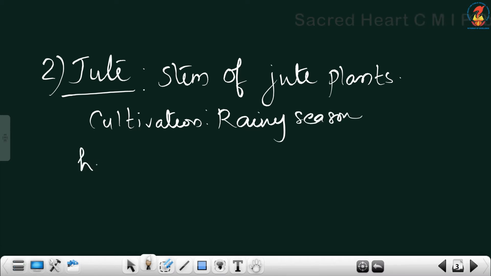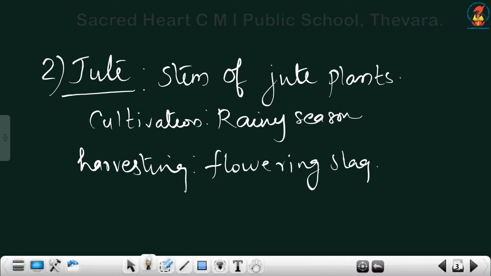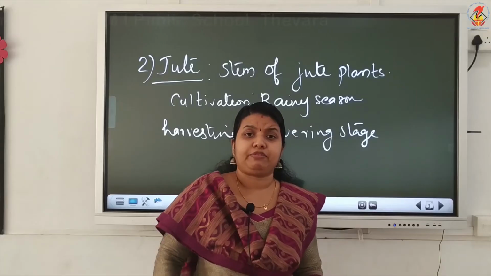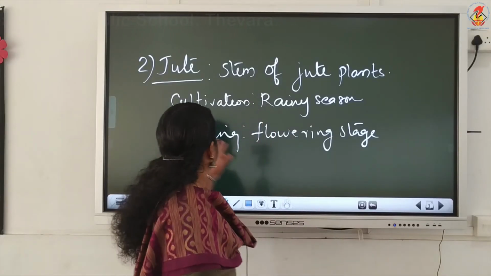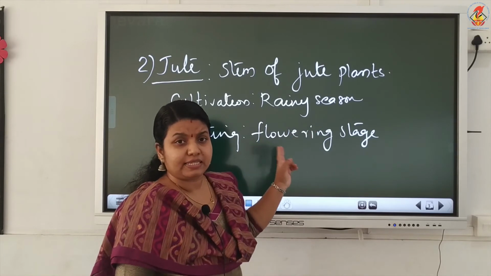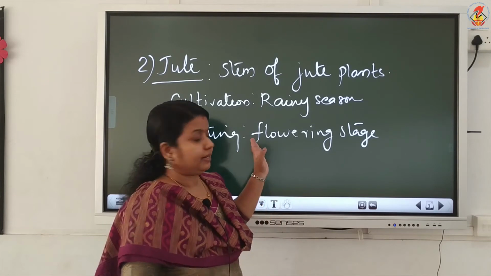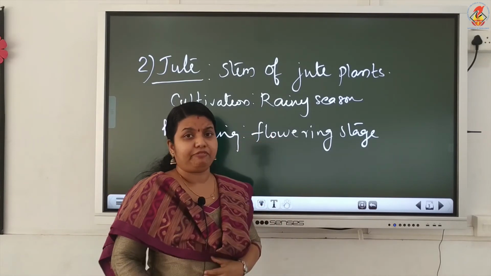And it is harvested. Harvesting is done when the plant is in its flowering stage. Okay, so jute fibers are obtained from the stem of jute plants. It is cultivated during the rainy season, and harvesting is done when the plant is at the flowering stage.